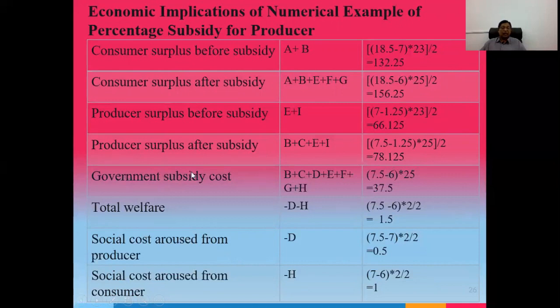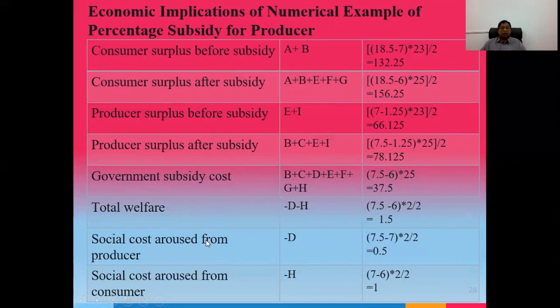78.125. Then government subsidy, the cost of the subsidy program, is given by the area of B, C, D, E, F, G, H. That is the price difference into equilibrium quantity. Then you will get 37.5. Then total welfare or deadweight loss is minus D minus H. You can measure the value of this area as 1.5.